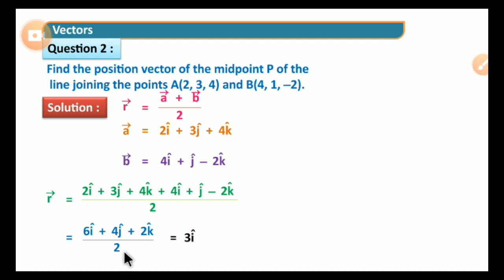Also we can take 2 common from the numerator, then after the cancellation of numerator 2 and denominator 2, we have 3i plus 2j plus k. This is the position vector of the midpoint P.